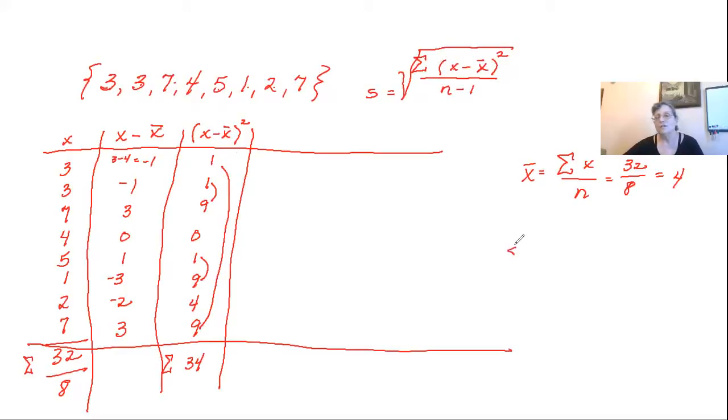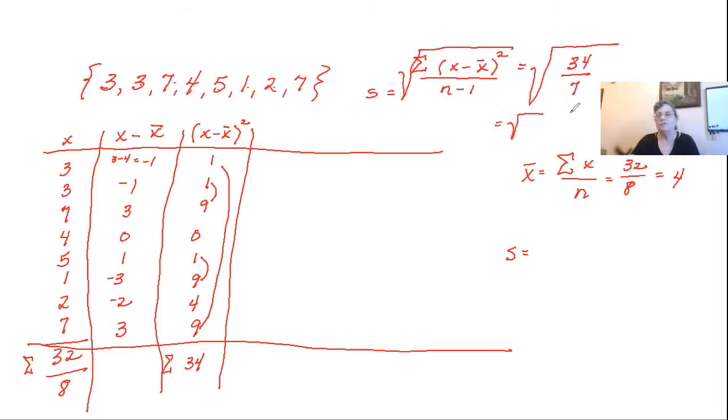So my standard deviation is going to be the square root of the sum of the x minus x bar squareds. Well, I could put it up here. This part is 34, divided by 8 minus 1, which is 7.